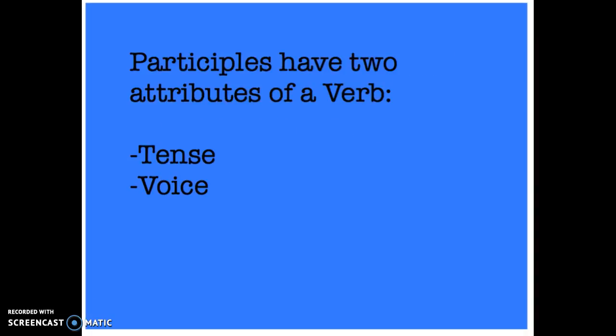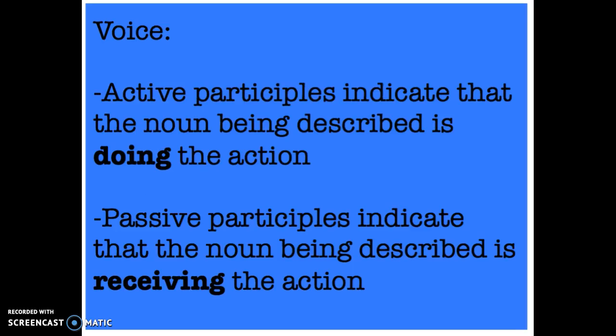So the participle will have two attributes of a verb, tense and voice. This is because it expresses an action, like a verb. So voice. There are two voices participles can have. The active participles indicate that the noun being described is doing the action, and the passive participles indicate that the noun being described is receiving the action. So what does this mean?